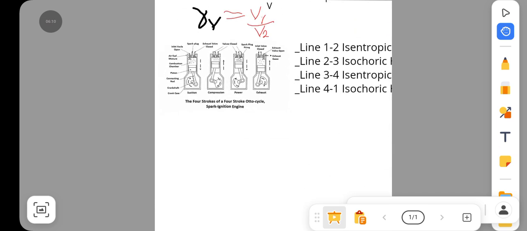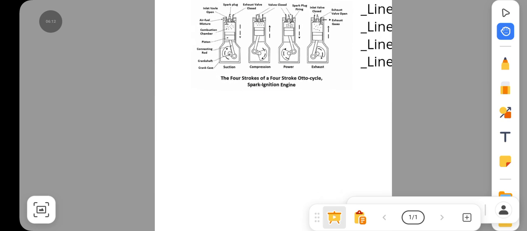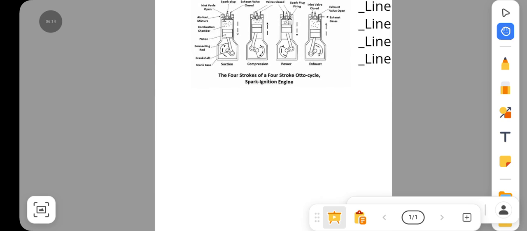Another thing we need to take note of is our thermal efficiency. Thermal efficiency will need to be calculated, so we need to know the formula for thermal efficiency.